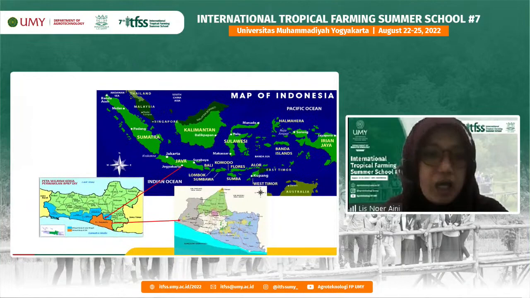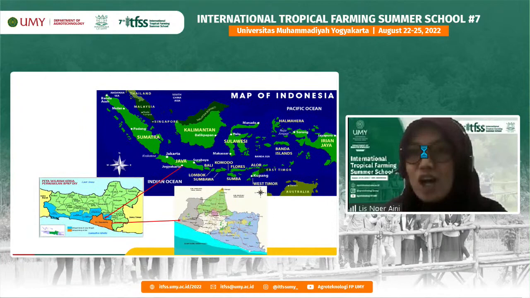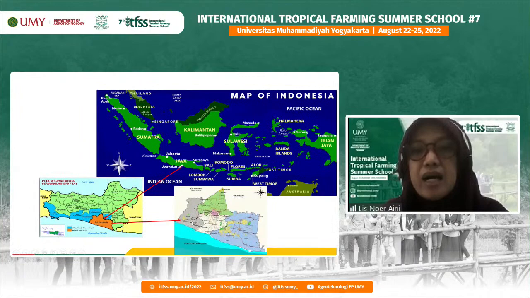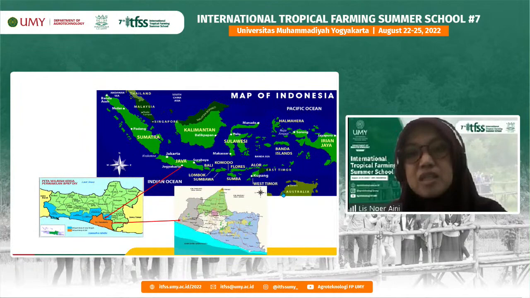This is a map of Indonesia, and Yogyakarta is one of the provinces in Indonesia, located in the middle of the island of Java, in the southern part of Java. This is a map of central Java in the middle of Java island, and this is a map of the special regional province, Yogyakarta province.